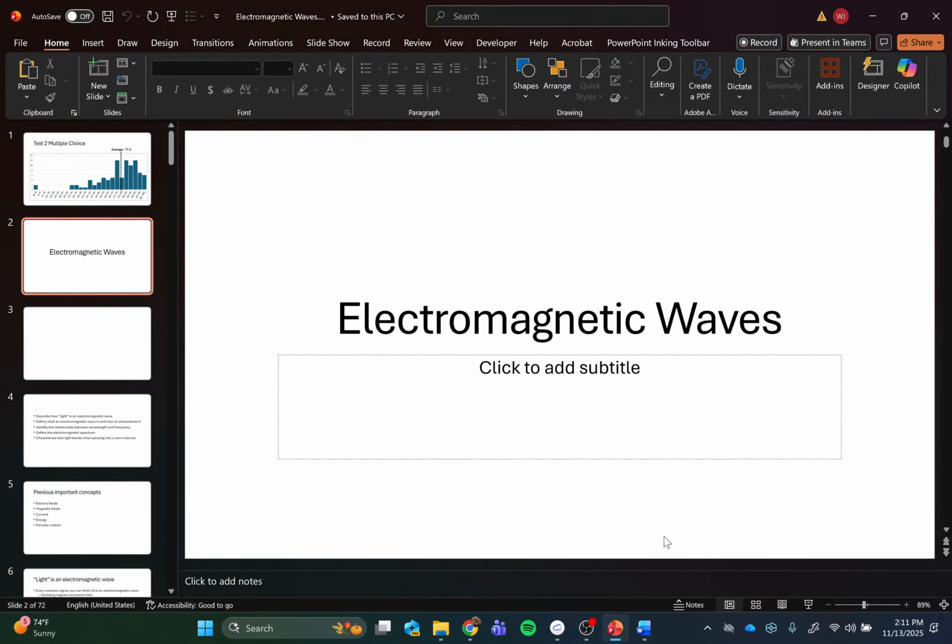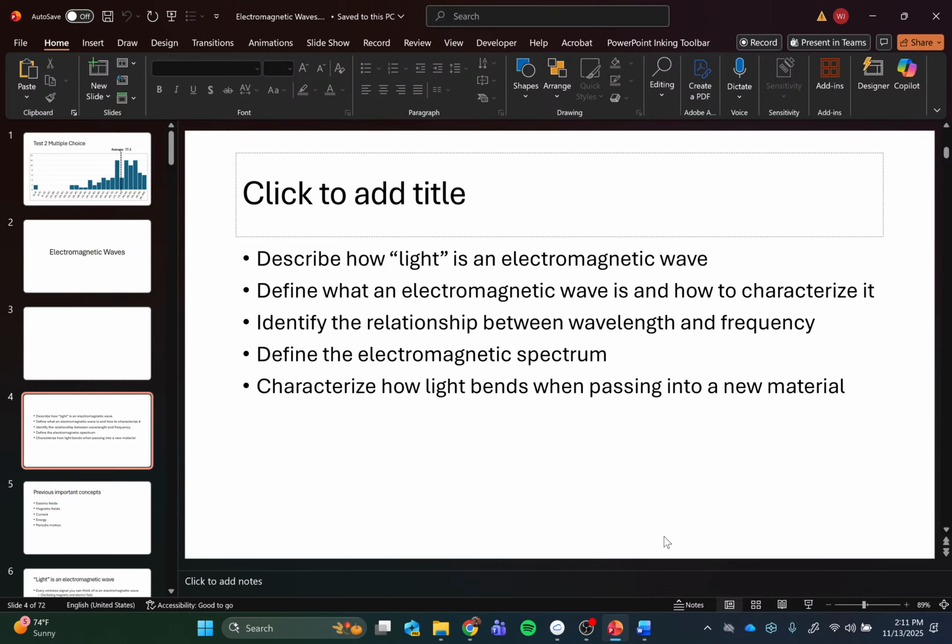So, waves. We're going to talk about light being a wave, what waves are, wavelength, frequency, the electromagnetic spectrum, how light bends. There's going to be a lot of really cool stuff in here, in my opinion. Again, a little mathy in some areas, but the consequences of all this stuff are hopefully going to be cool.